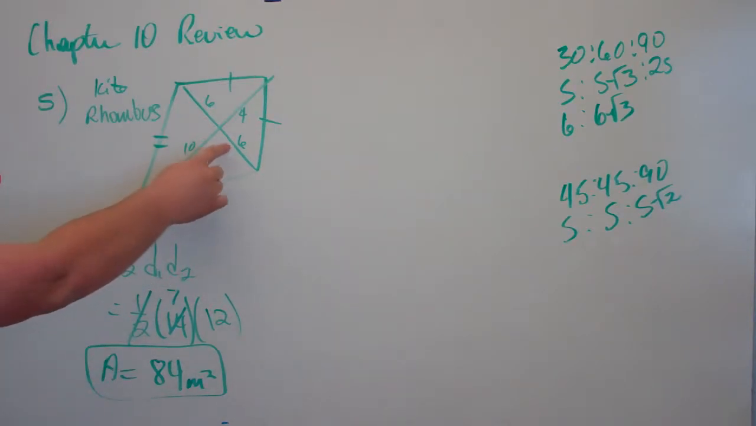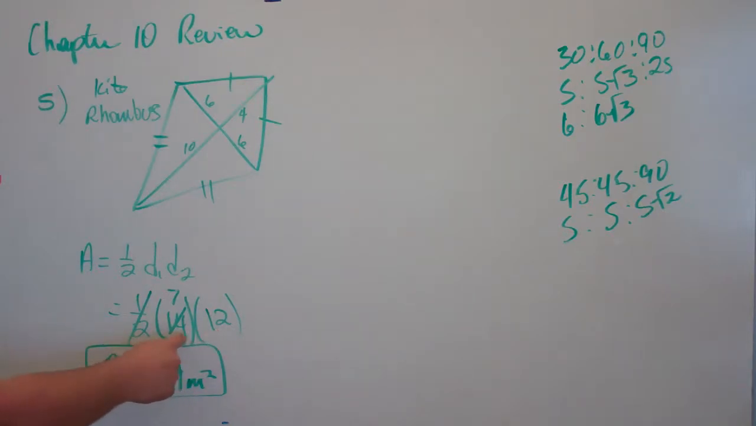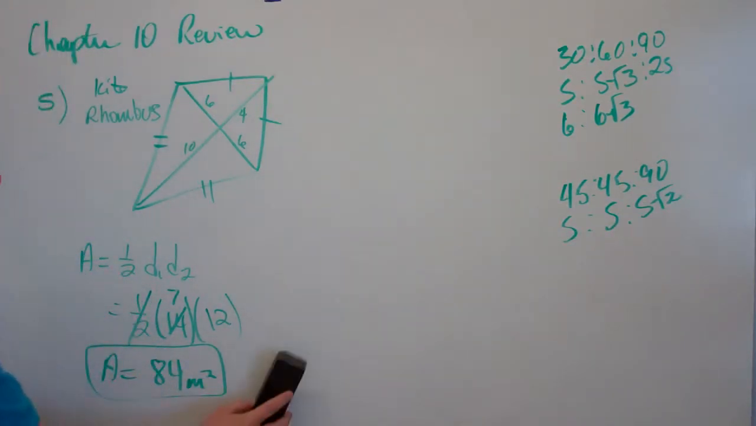That's how I knew this was 6. So this diagonal is 12, this is 14. 12 times 14 times 1/2. 7 times 12, 84. All right? That's number 5. Let's look at number 6.